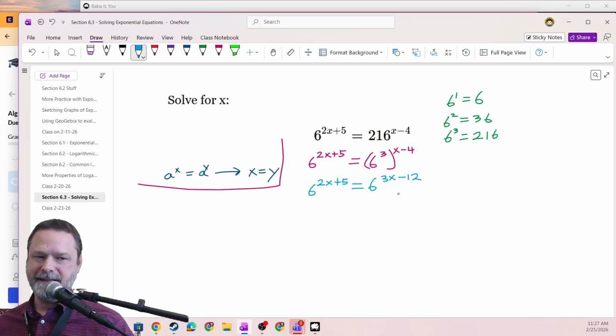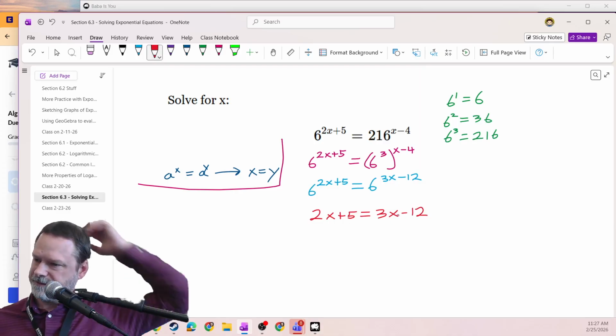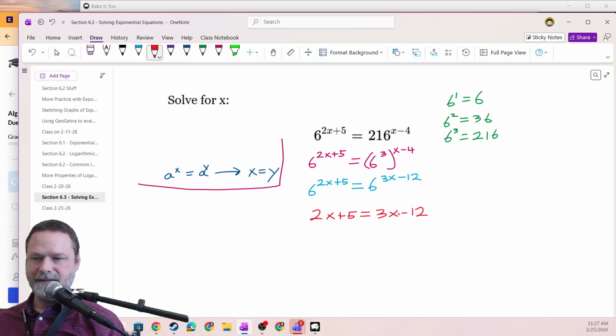All right. Now I have the same base. We can just bring those exponents down, and that's our life. We've got 2x plus 5 equals 3x minus 12. Solve it.